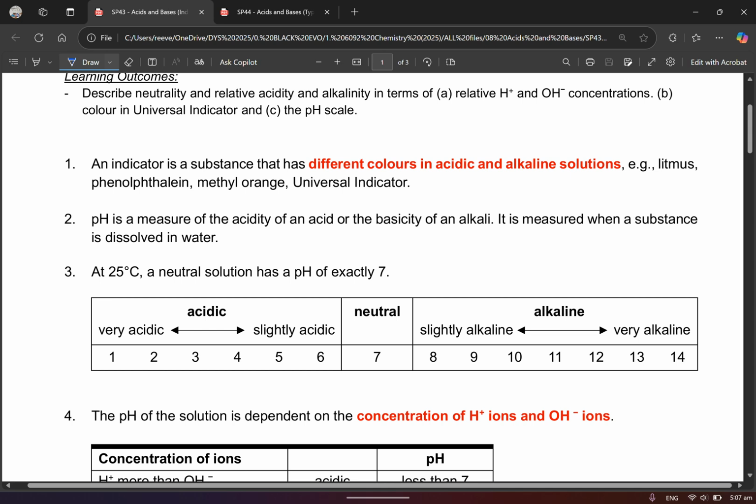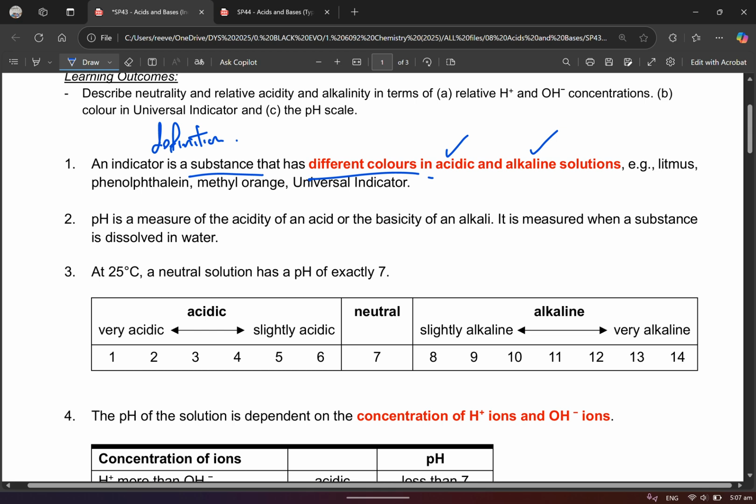Okay, indicator is a substance. All these are my definition. Usually you observe my notes. The first bullet point is always a definition. So what is an indicator? An indicator is a substance that must be able to give you various different colors when you use the indicator in an acidic as well as an alkaline solution.